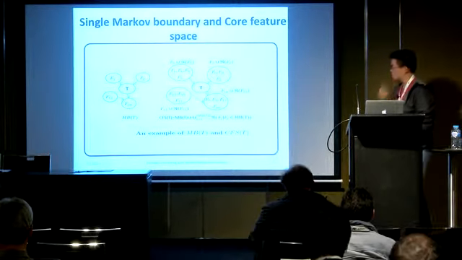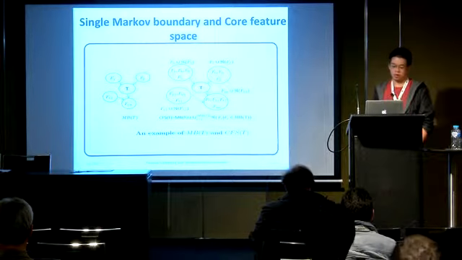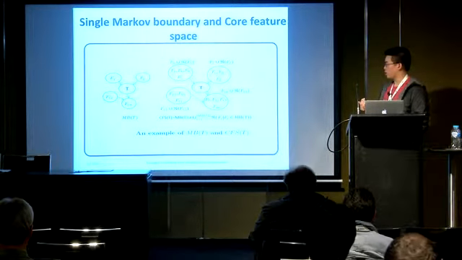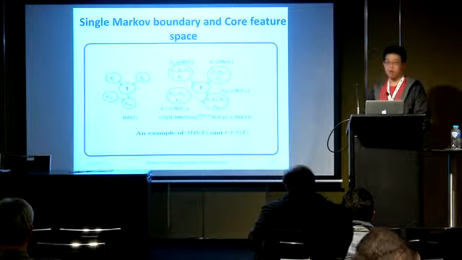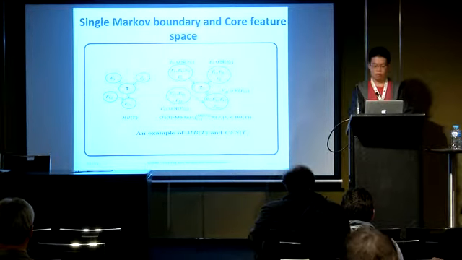So this is a schematic talking about this. On the left side is showing the Markov boundary of T, and on the right side is showing the core feature space of T.